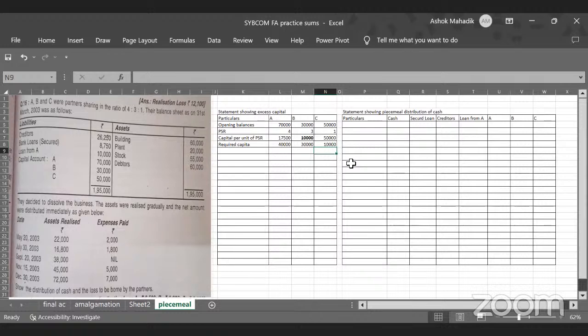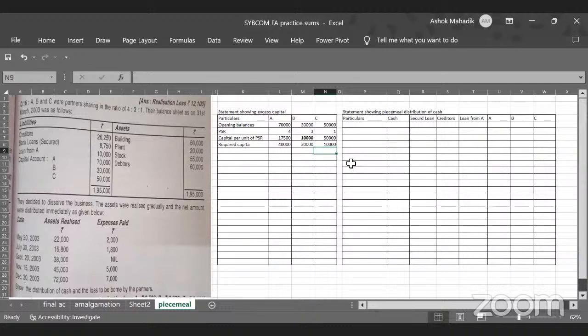Okay, once again I'll repeat. First write the opening balances. If reserves are there on the liability side, add them. We get the adjusted capital. Once we get the adjusted capital, we write the profit sharing ratio of the respective partners in their respective columns: 4, 3, and 1. Now you divide their capital by their PSR. You get capital per unit for each partner. 70 divided by 4, 30 divided by 3 and 50 divided by 1. So we got capital per unit of PSR.